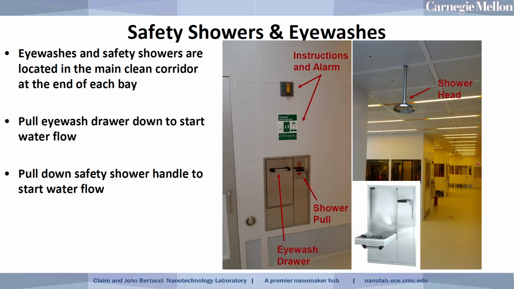So safety showers and eye wash stations are going to be located in the main clean corridor at the end of each bay. You'll see them as you look down the clean room corridor, hanging from the ceiling. This is the shower head, and the shower is activated by simply pulling down this lever, which starts the flow of water. To start the eye wash station, you pull this drawer out, and then it will look like this. There are a couple of eyepieces in there, and then you would rinse your eyes for at least 15 minutes if it's a standard chemical.